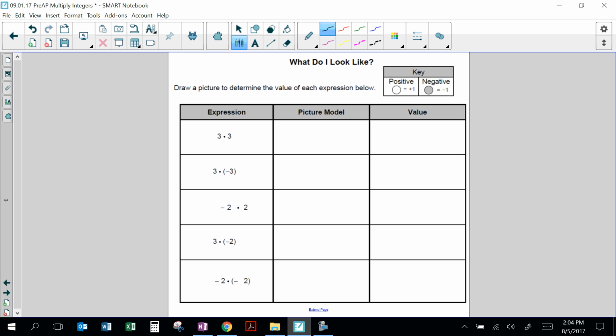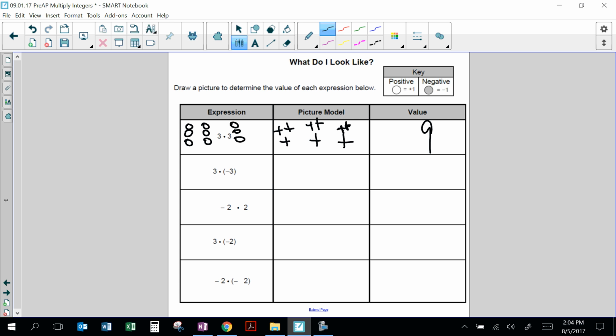3 times 3. How would you say 3 times 3 in word form? What about 3 groups of positive 3? So 3 groups of positive 3. One group of positive 3, second group of positive 3, and third group of positive 3. The value is 9. Or I can draw it using this key. One group of positive 3, two groups of positive 3, three groups of positive 3.